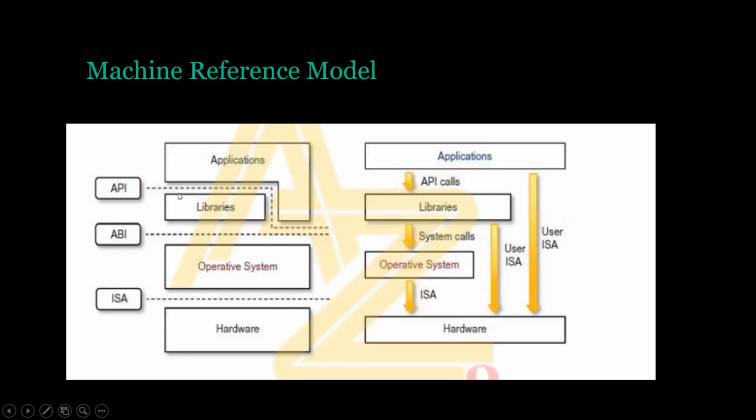So we have applications, libraries, and this is the operating system and hardware. Here you can see the applications perform API calls, application program interface calls, and system calls. The operating system works on the instruction set architecture, and the hardware uses the user ISA. This is the basic machine reference model diagram. So let us see each of these briefly.